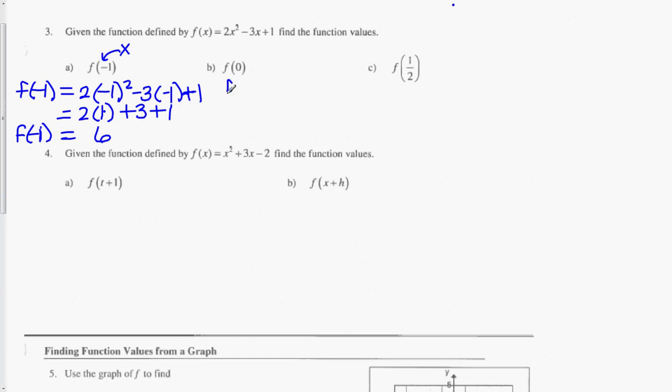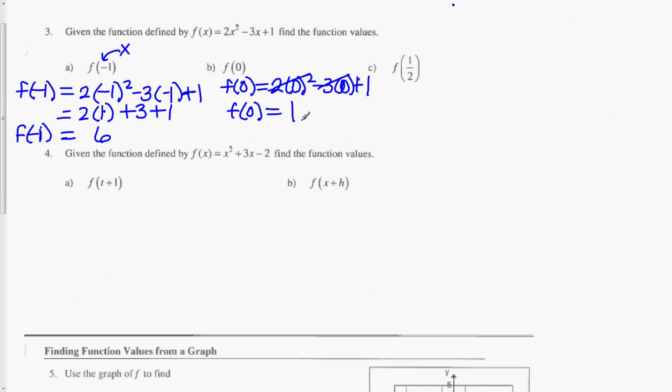F of 0 means I'm going to put in a 0 wherever there's an x. So 2 times 0 squared minus 3 times 0 plus 1. Well, that's going to go away. That's going to go away. That's a 0 there. So f of 0, all I'm left with is that 1 that doesn't cancel out. So f of 0 equals 1.